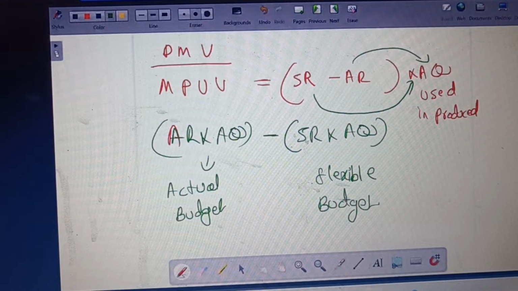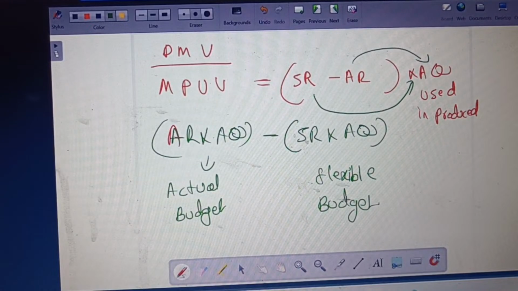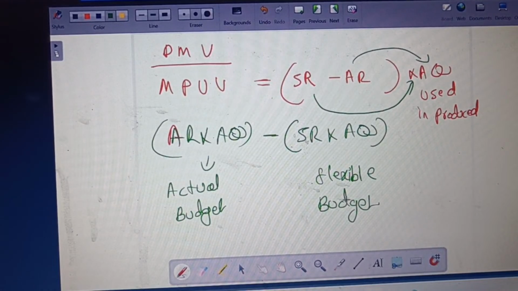Same as in level 1: volume variance is the difference between static budget and flexible budget, and static budget variance is the difference between actual budget and static budget. We are at level 3, same concept. The formula for material purchase usage variance is the standard rate minus actual rate multiplied by actual quantity used in production. When we expand this, this is the formula for actual budget and this is the formula for flexible budget. So actually this is the difference between actual budget and flexible budget.